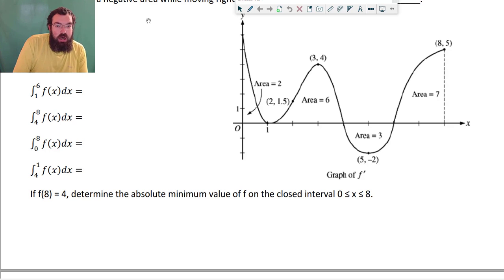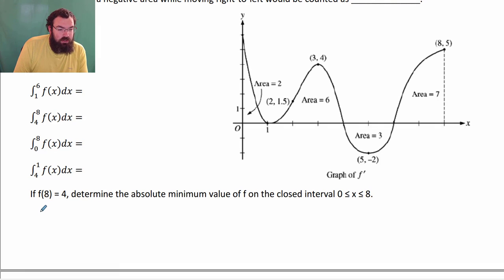We got to finish up this last problem here. If f of 8 is equal to 4, I want to find the absolute minimum value of f on that closed interval. So there's a couple different ways we can do it.